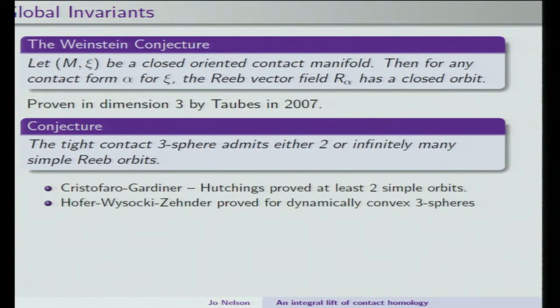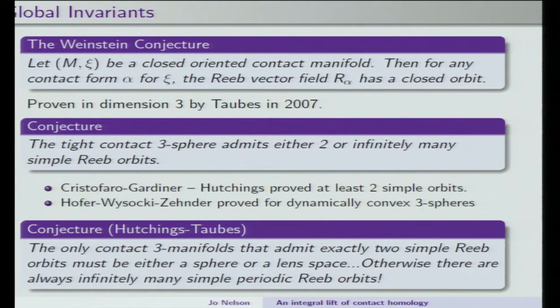And there has been some progress towards this conjecture. So Cristofaro-Gardiner and Hutchings have proved there had to be at least 2 simple Reeb orbits, so that's a step in the right direction. And then Hofer, Wysocki, and Zehnder proved the conjecture for the dynamically convex 3-sphere. And then another conjecture by Hutchings and Taubes is that the only contact 3-manifolds that admit exactly 2 simple Reeb orbits have to be either a sphere or a lens space.